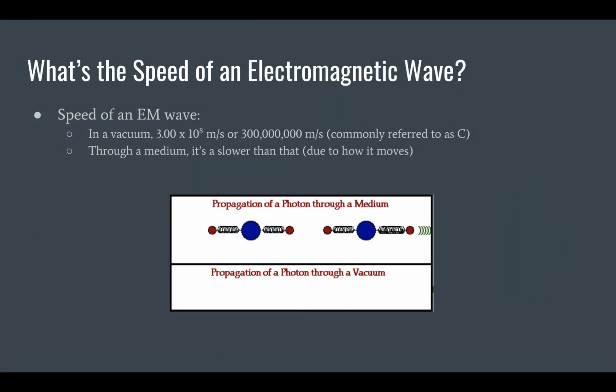Electromagnetic waves have a constant speed that we refer to as light traveling through a vacuum, and it's 3 times 10 to the 8th meters per second, or about 300 million meters per second, and we commonly refer to that as c. However, when electromagnetic waves have to go through a medium, they tend to slow down because they have to go through the particles. So in a vacuum, light just travels straight through, but when it runs into a medium, it's got to hit an atom or a particle, and it goes through the particle, and it's got to be re-emitted by the particle, and that slows down the process because it has to go through each of those particles to get through the medium.